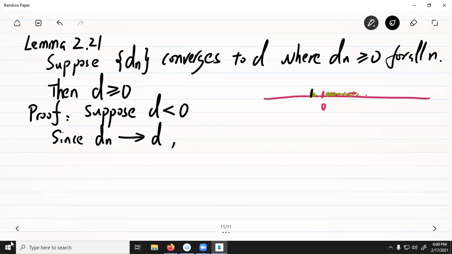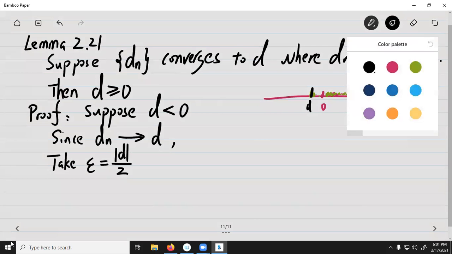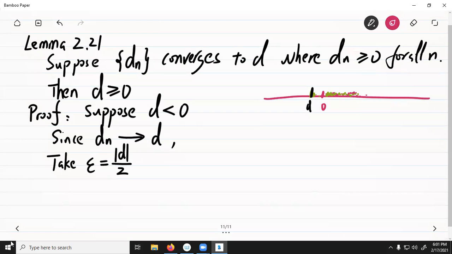Let's pick a special epsilon. Let's take epsilon to be the absolute value of D over 2. D is less than 0, and we always take epsilon to be a positive number, right? So we can do that, no problem. Okay. So why do we do that? Because this is D. If this is D, take the epsilon D over 2.